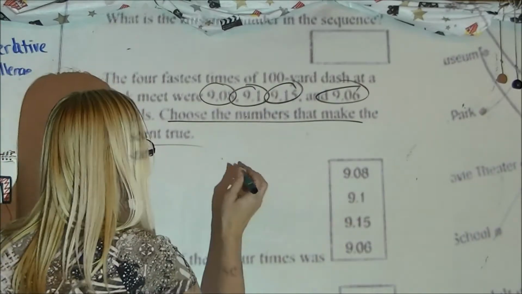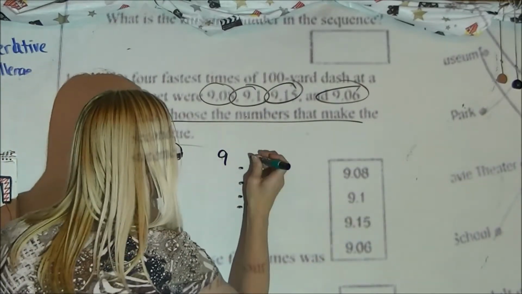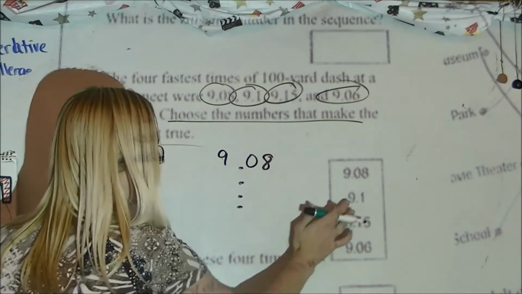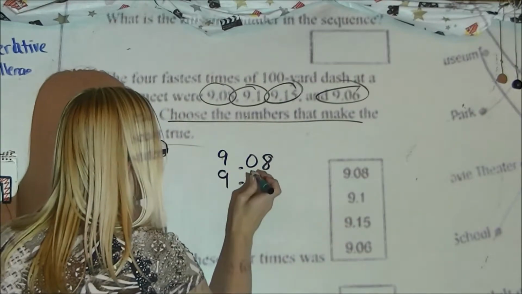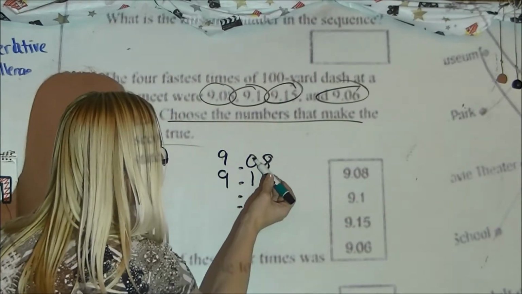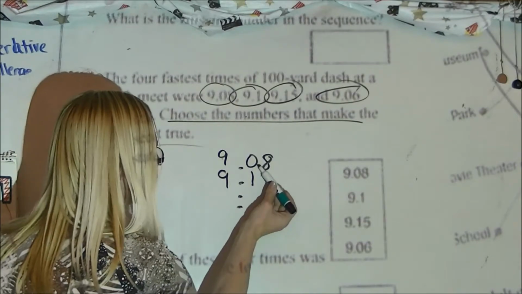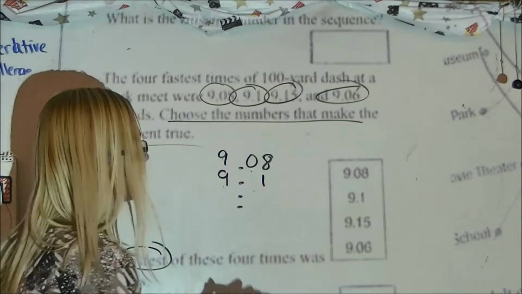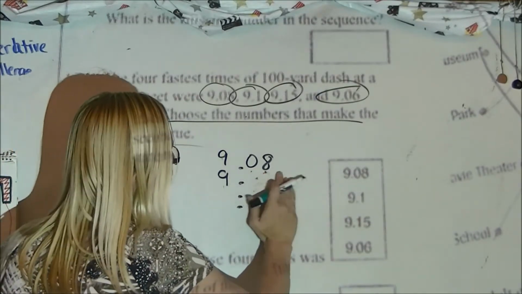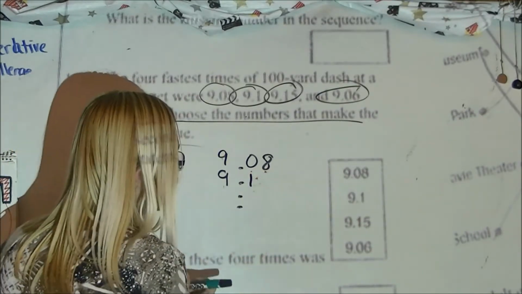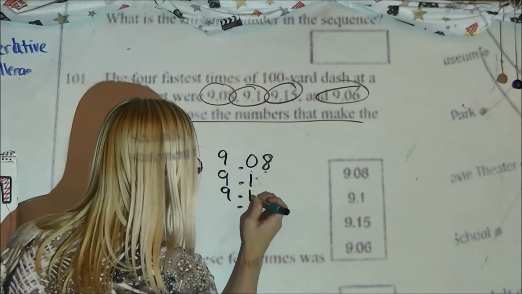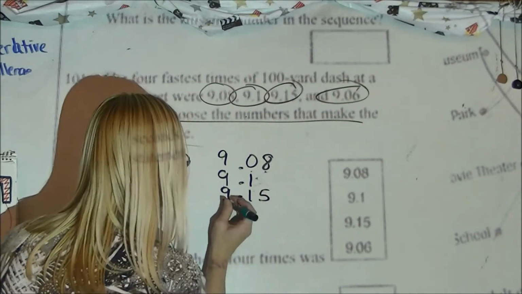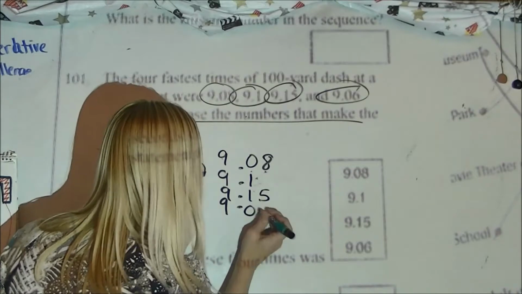So here I have a 9 before the decimal and a 0 after. Here I have a 9 before the decimal and a 1 after. Again, making sure that the 1 falls right in the same place after the decimal, in the tenths position. If you drag it all the way over here, your place value is not lined up. So keep it lined up all the way. 9 and 15 hundredths, and then 9 and 6 hundredths.